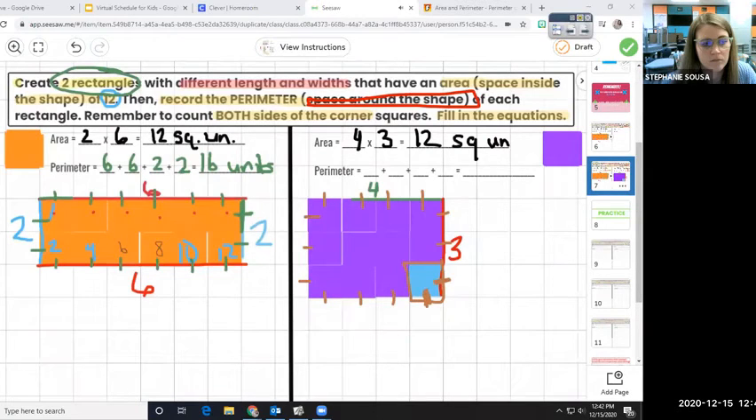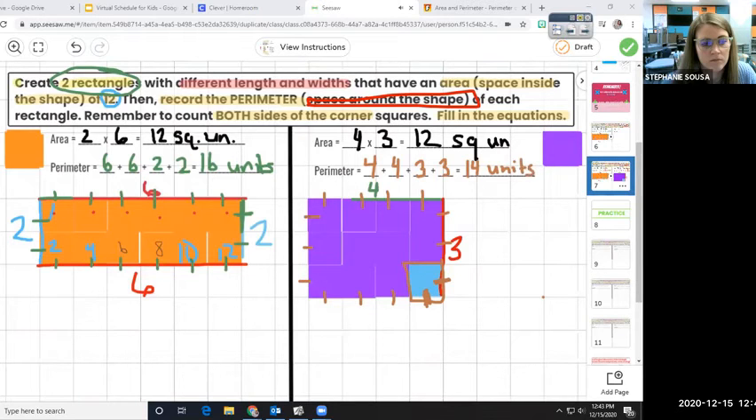So now I will record my perimeter equation, which is my lengths of 4 and 4 and my widths of 3 and 3. 4 plus 4 was 8. 3 plus 3 was 6. 8 plus 6 is equal to 14. And again, we're working with units.